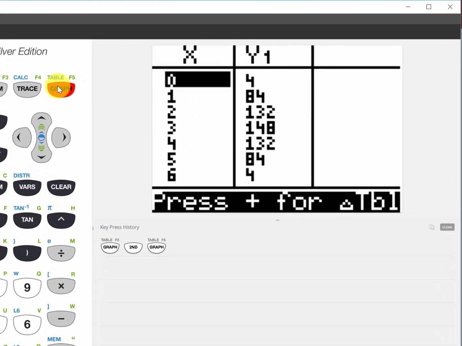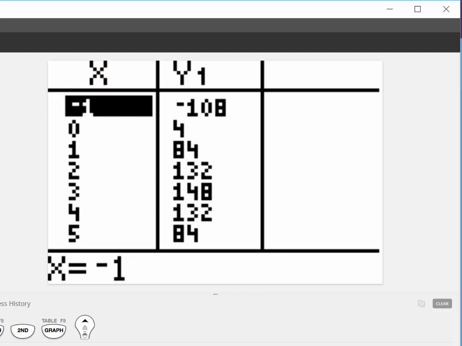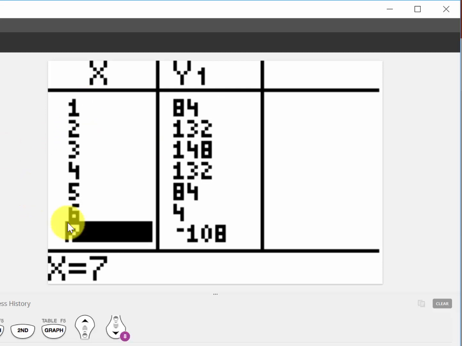Second, graph. At 0, the height is 4. We just calculated that. At 1 second, it's 84. 2 seconds is 132. Looks like it reaches its peak at 148. And then it starts coming back down. So just by looking at this table, we can see there is an x-intercept in between negative 1 and 0. And there's another x-intercept in between 6 and 7 seconds.